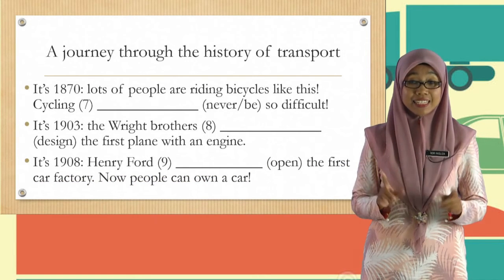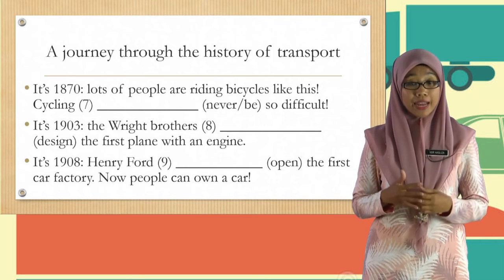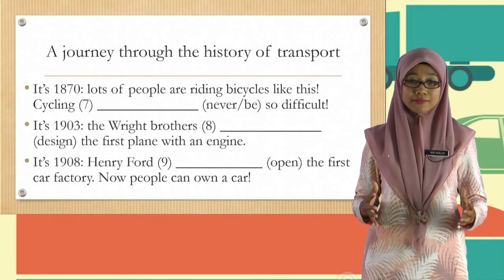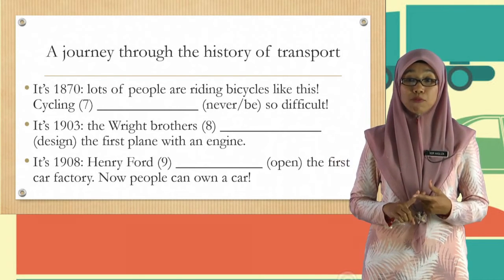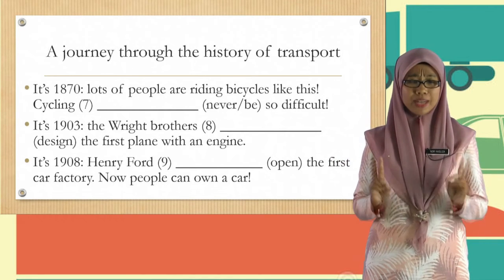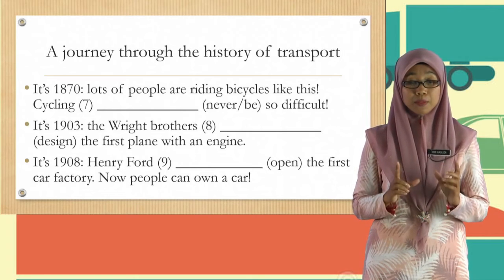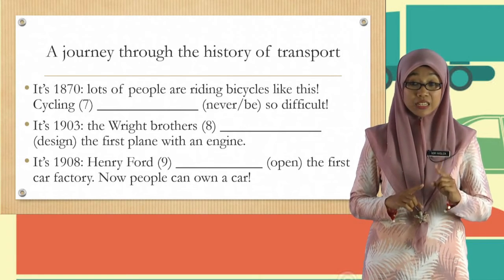It's 1870. Lots of people are riding bicycles like this. Cycling, blank space, in bracket, we have never be so difficult. So what is the answer for question number 7? Okay, the subject is cycling. Okay, it's the only one subject.